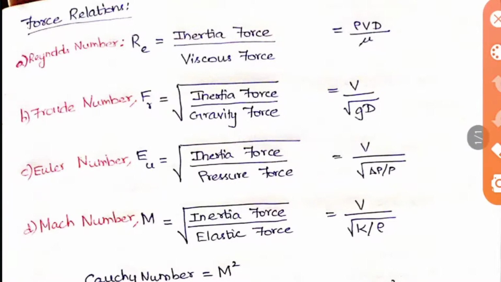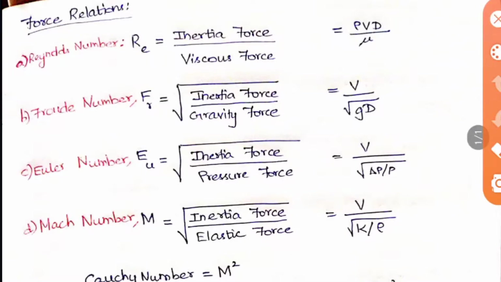The first one is Reynolds number. We have already seen this. It is the ratio of inertia force by viscous force, and we denote it as Re. For the following 5 factors, the numerator will be inertia force only, so you can remember that easily. Study the denominator alone and keep it in your mind. So inertia force by viscous force is equal to rho V d by mu. That is the formula for Reynolds number.